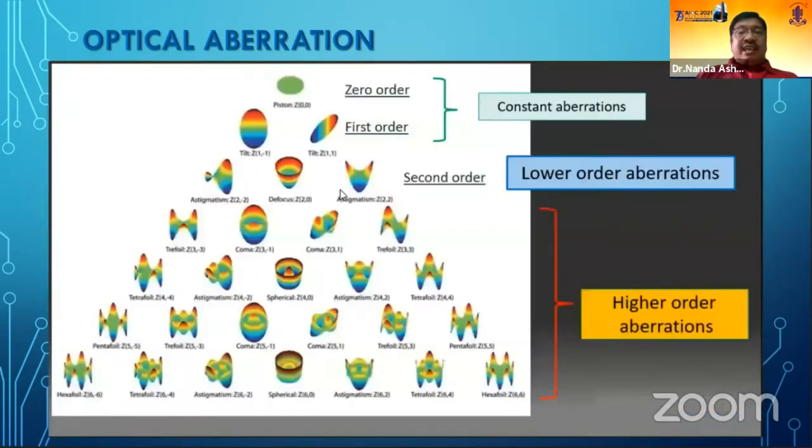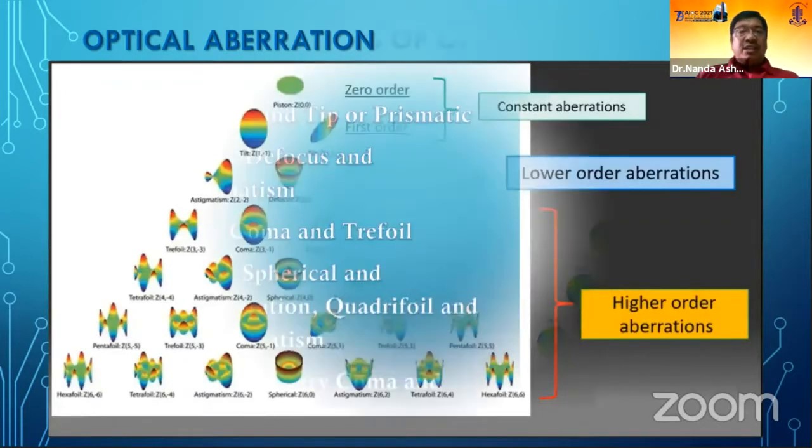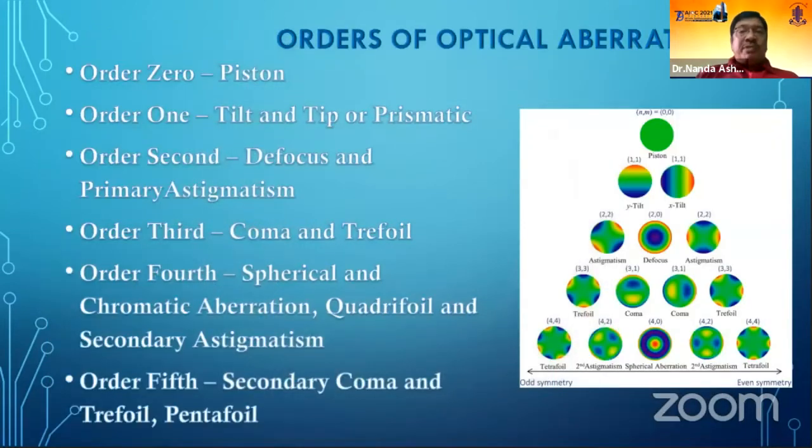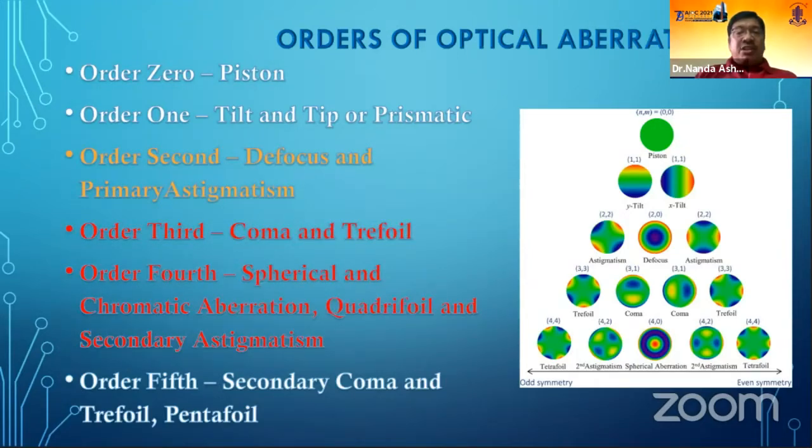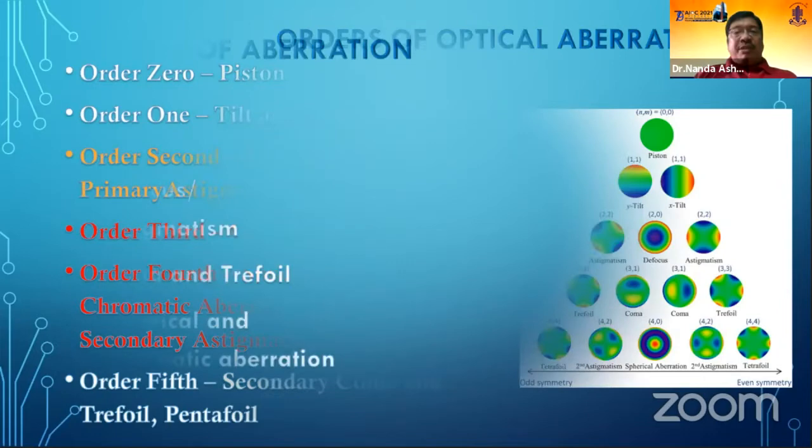So there are 6 orders of aberration. Zero order to first order are called constant aberrations. Second order are the lower order aberrations. Third order and above are called the higher order aberrations. Zero order aberration is called piston, and order 1 is tilt and tip. Second order are defocus and primary astigmatism, which can be corrected through spectacles. Third order is coma and trefoil. Fourth order are spherical and chromatic aberration and quadrafoil, secondary astigmatism. These are corrected by surgery. Fifth order aberrations require neuroadaptation.